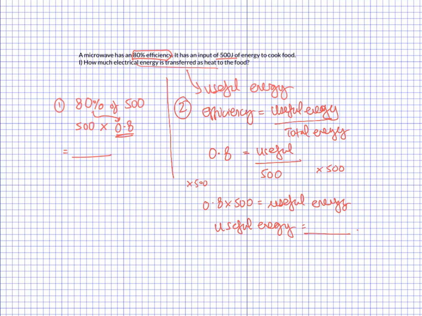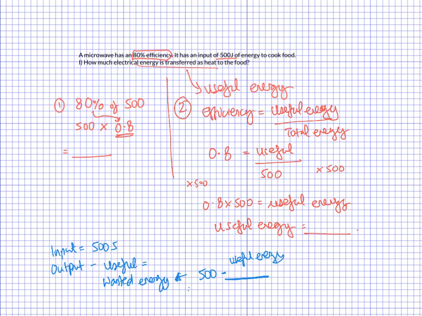For the next part, we then need to draw a Sankey diagram. And so we just need to note down all of those different energies. So we've got the input energy, which was 500 joules, the output, we've got the useful energy, which you calculated from your question before, and the wasted energy. To calculate the wasted energy, we need to do the total energy, 500, take away the useful energy.